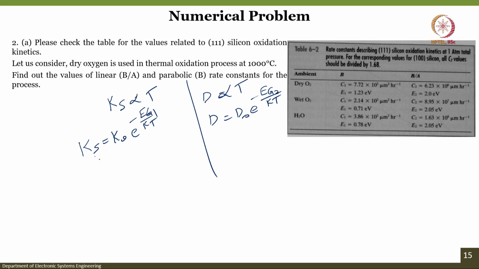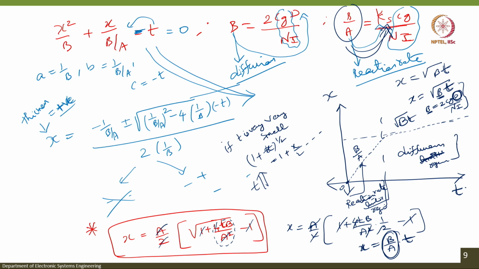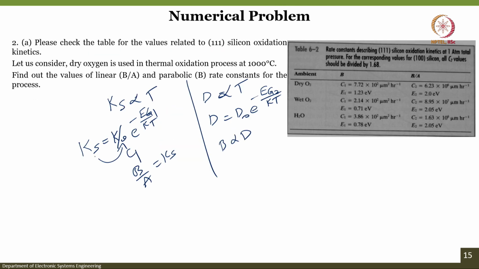Right. So, instead of K naught here I can write C naught C1. For B they are saying C1. Now, if you look at it, B depends on D, and B by A depends on Ks. We have already seen Ks, something, Ng by Ci something. B is 2 Cgd by Ni, B by A is Ks Cgd by Ni, which means B by A depends on temperature, B also depends on temperature, but they are different. Now, B by A depends on surface reaction kinetics, B depends on diffusion kinetics. Accordingly you have the values here.